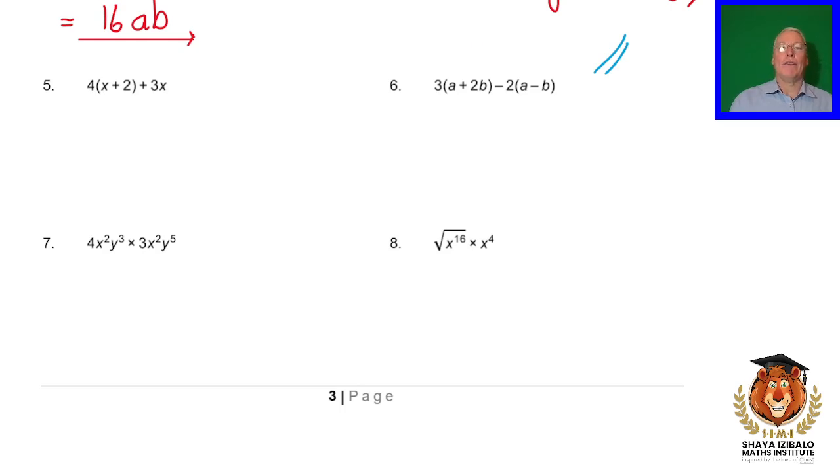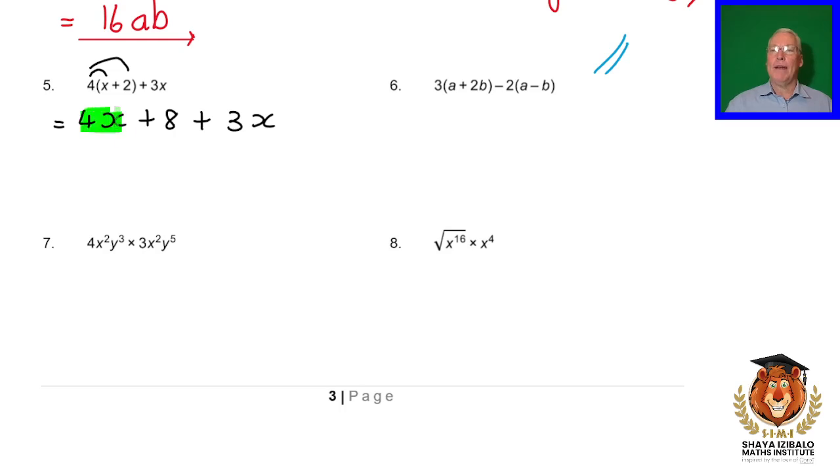Okay, so let's have a look at this one. We've got our distributive law. This 4 needs to multiply by the x, which is 4 times x, 4x. But it also needs to multiply by the 2, which is 8. And then we've still got 3x. Is that correct? Yes, that's correct. Is it finished? No, we're not finished, because we've still got some like terms.